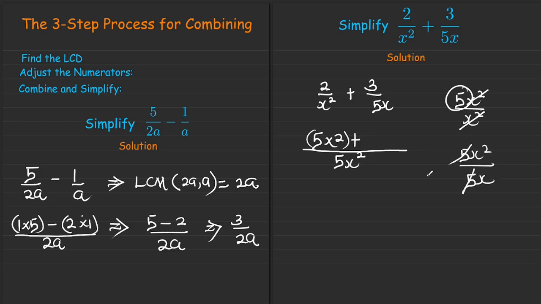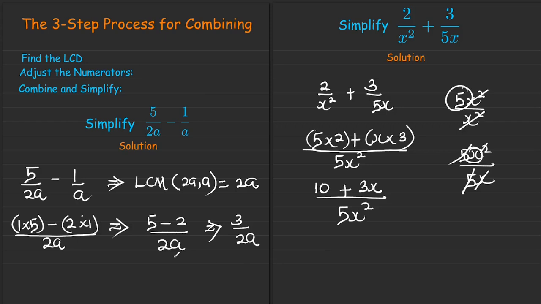You know this 5 cancels out this 5, and then one of the x's cancels out one of the x's. So they are left with just an x. So that x comes to multiply what we have as the numerator. Simplifying further, we have 5 times 2, which gives us a 10. Then plus x times 3, which gives us a 3x, all over 5x squared.